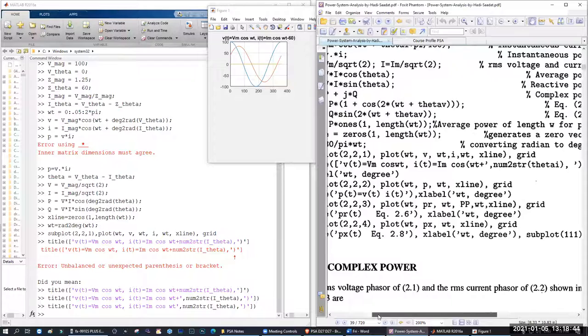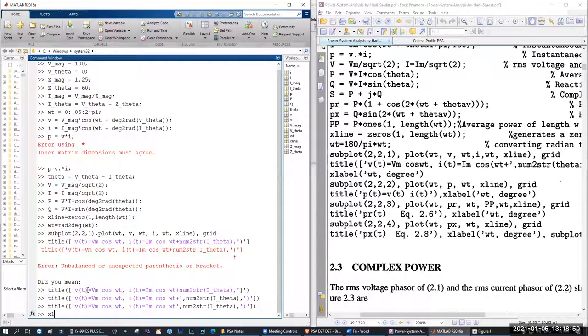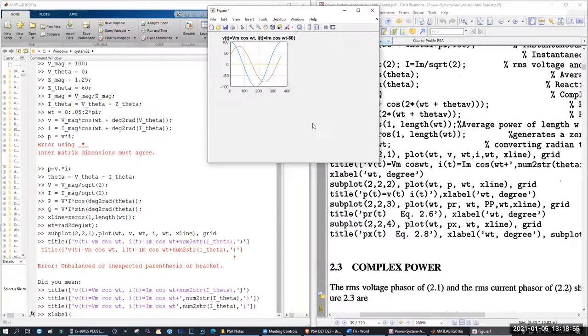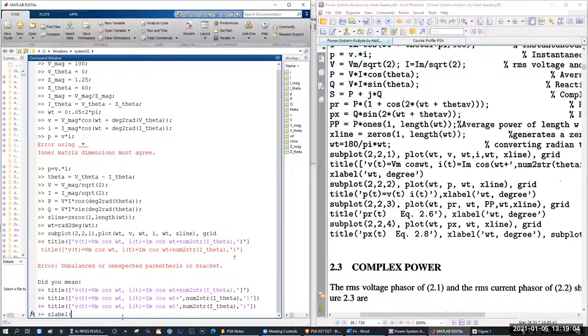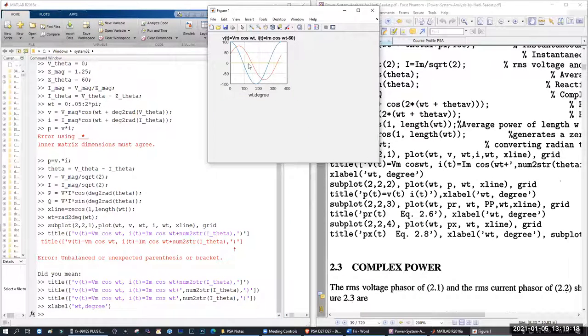Now I need to give the level. X level means what it will be written here, okay. This one I know. What will be written here? X level omega t degree. Now see what happens. See omega t, right? That means here it is written omega t degree. So our first plot is done.